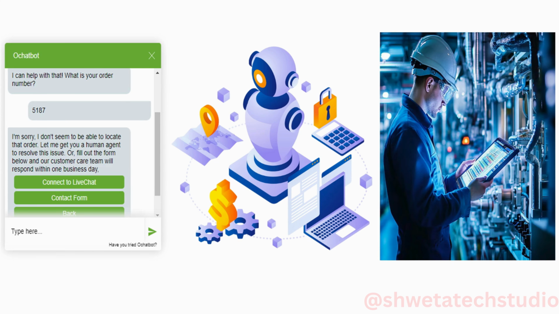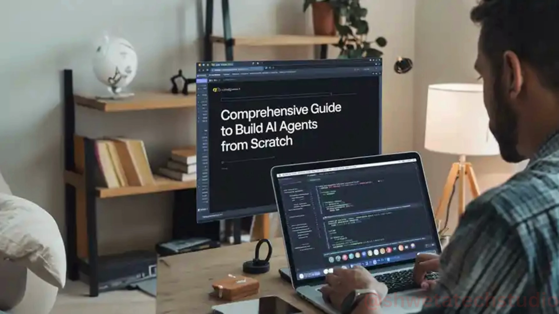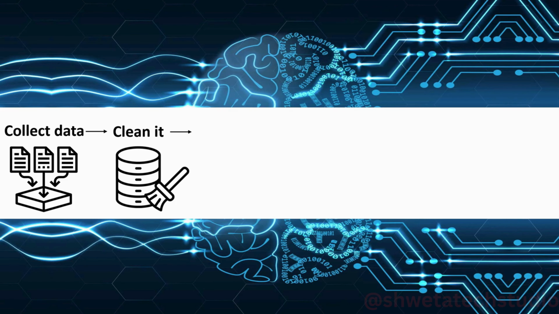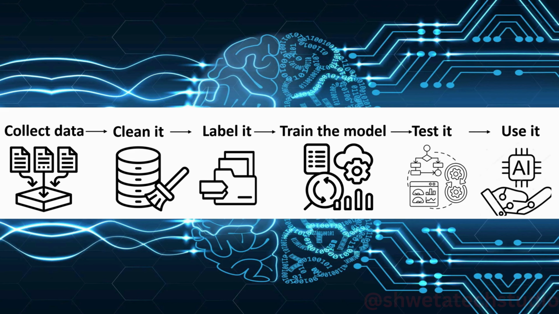Earlier, building AI was very difficult. If you want to create a new AI system, you had to start from the beginning every time. You need to collect the data, then clean it, label it, train the model from that data, then test it, and then use it. This took a lot of time, money, and expert knowledge.